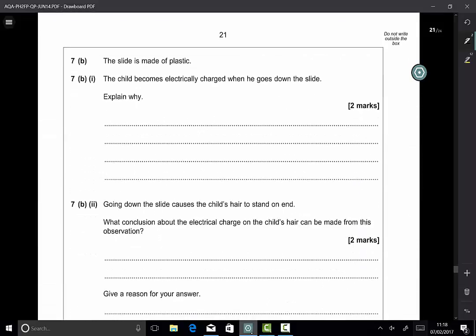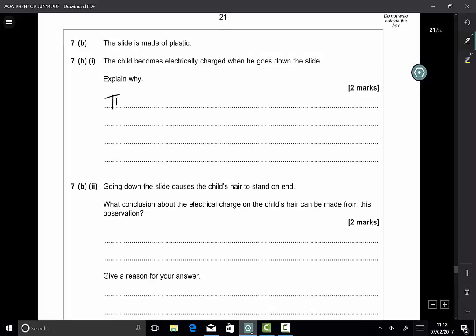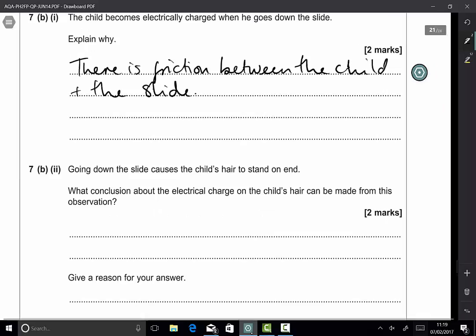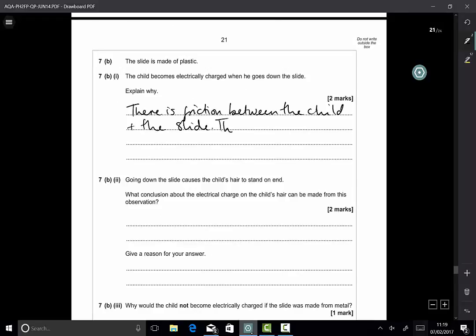The slide is made of plastic. Explain why the child becomes electrically charged. Okay, so when 2 insulators rub together, we get friction between them. So there is friction between the child and the slide. And the effect of that friction is it causes electrons to move from one surface to the other, to be transferred. You don't need to say which way they're transferred because we're not given that information.